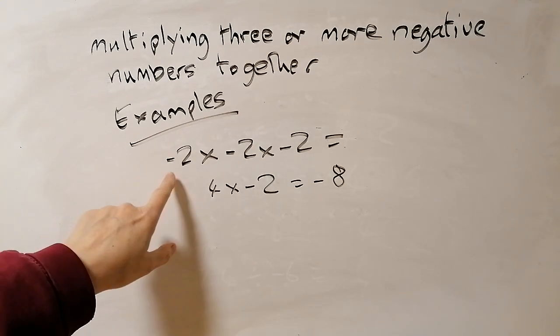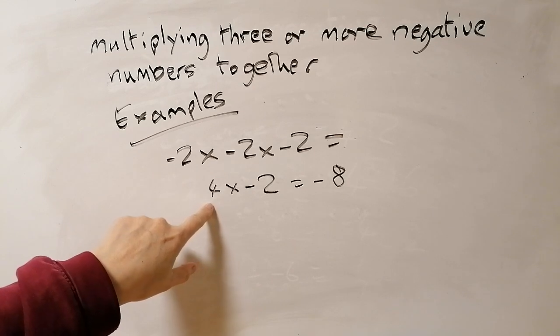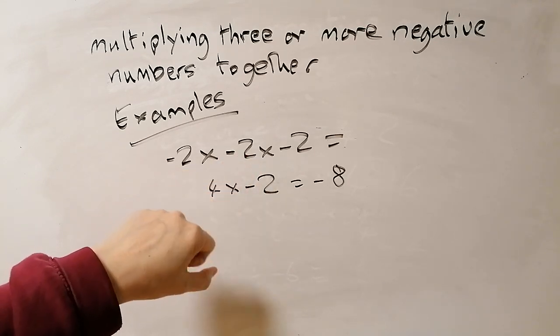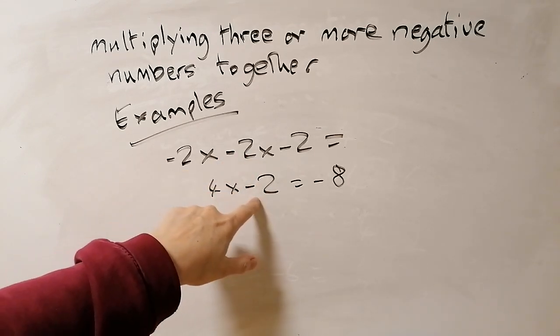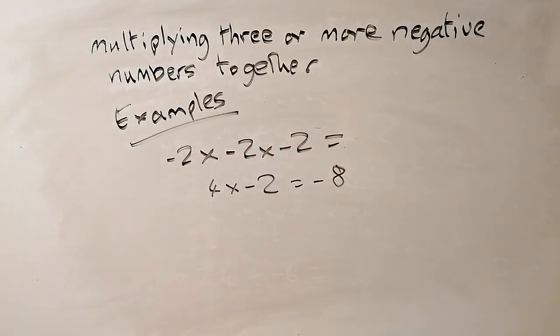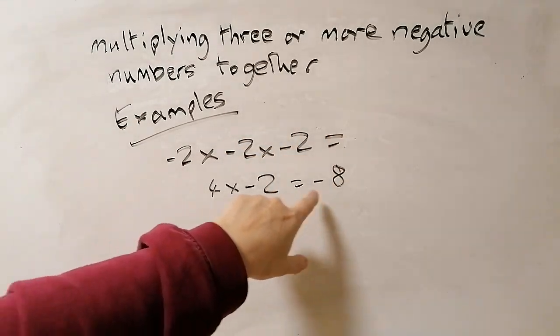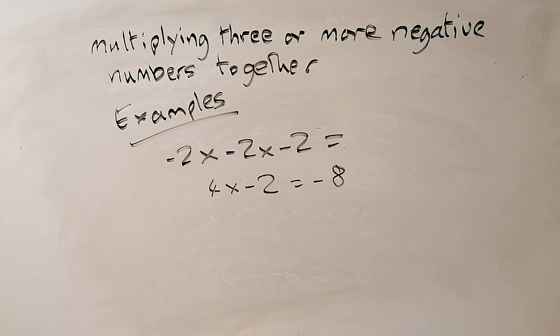So let's go through that again. A minus times a minus is a plus. So minus 2 times minus 2 is plus 4. And then 4 times minus 2, this remaining minus 2, well, a plus times a minus is equal to a minus. So that gives us a minus number.